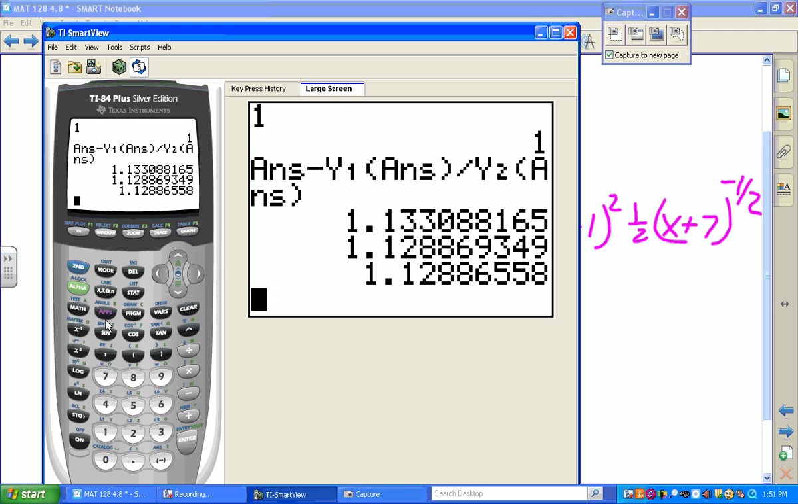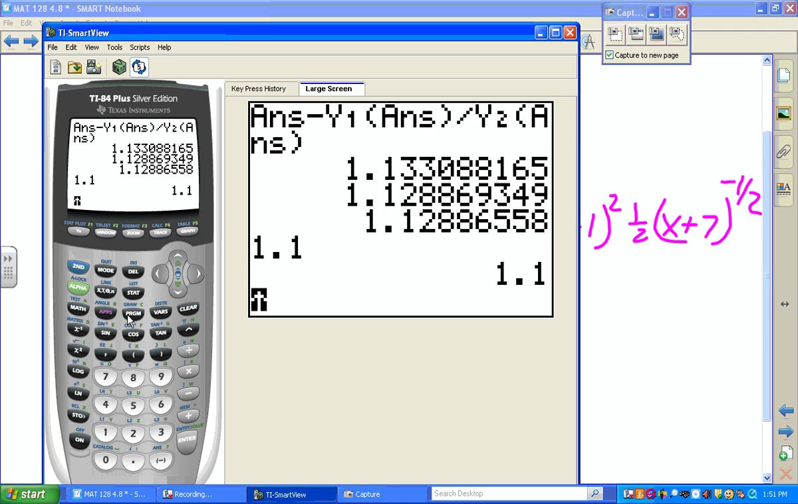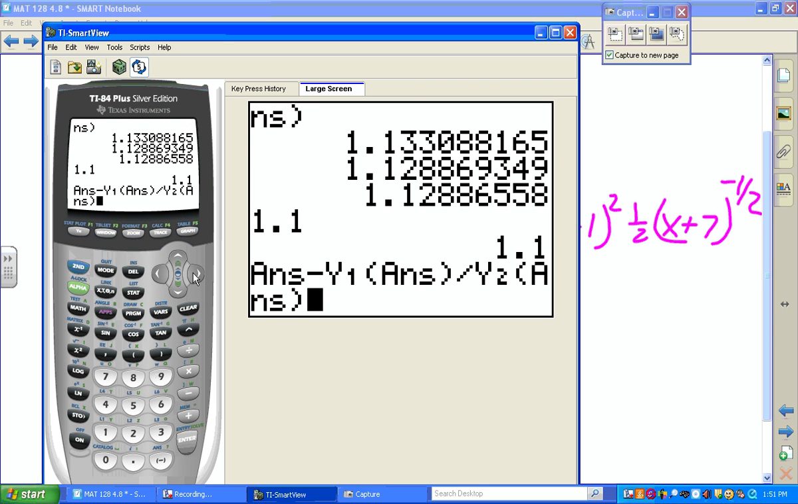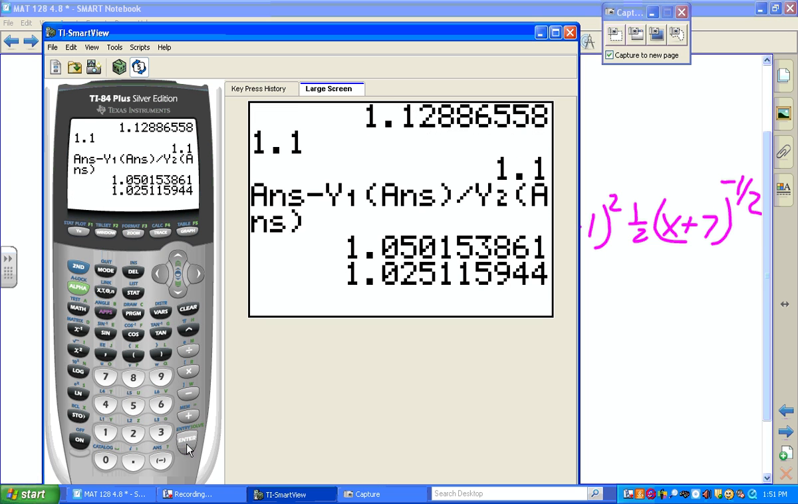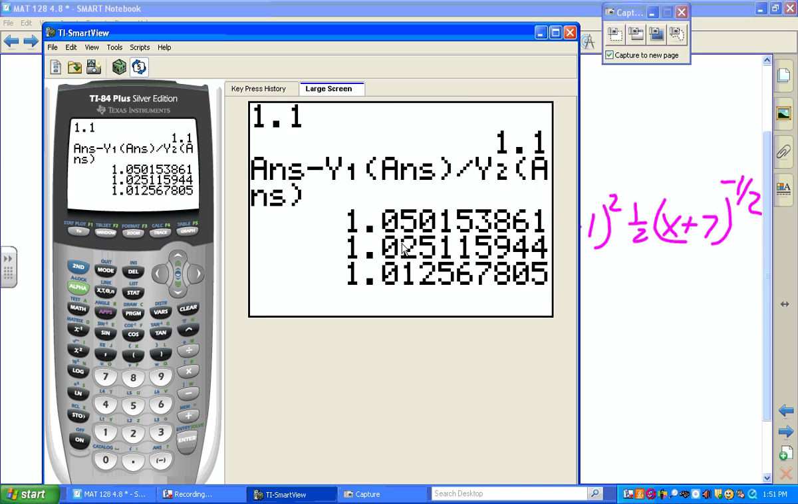Okay, so I'm going to type in 1.1, press enter, second, enter, second, and enter. And like I said, I'm going to hope this works. All right, so there's 1.05, 1.025, 1.012. It only wants those 3, so that's pretty nifty.